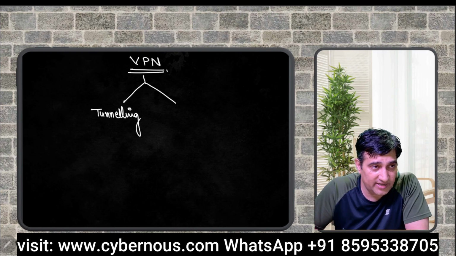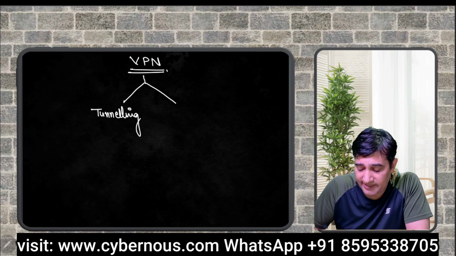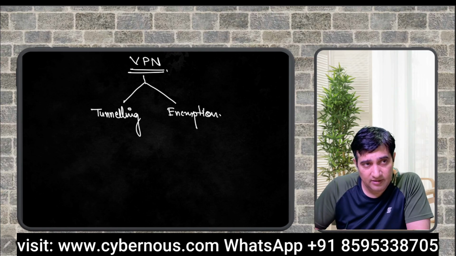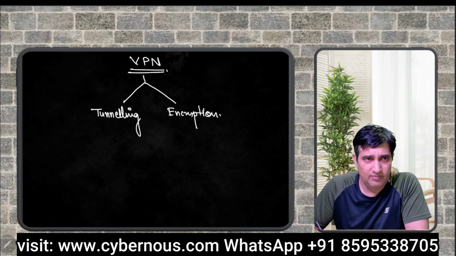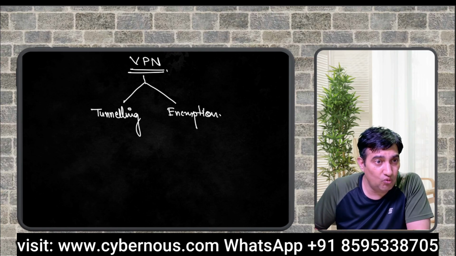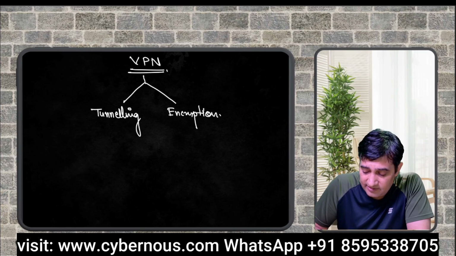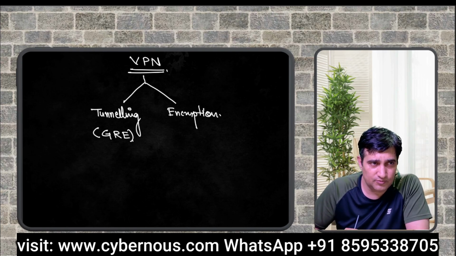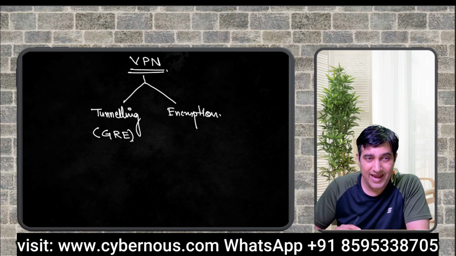Okay, number one is called tunneling, and the second thing is called encryption. Now, a VPN will not necessarily always be encrypted. It can be only tunneling as well. There are some specific protocols, for example, GRE, generic routing encapsulation, which is a fantastic open source protocol used for encapsulating.